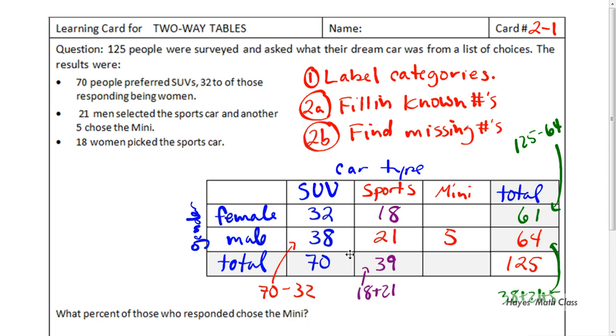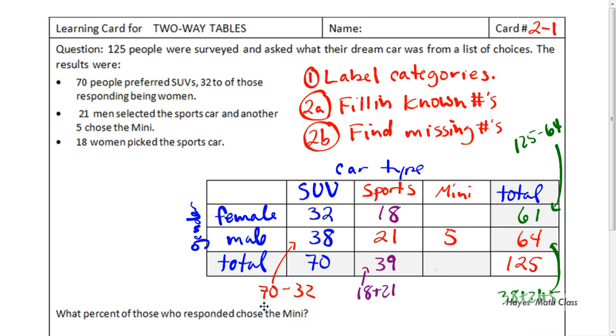Now for these last few, you can do it a bunch of different ways. You can figure out how many females like minis, because you could go 61. Let me get my magic pen out here. So for this box right here, I could go 61 minus the 32 minus the 18. That would give me that. I could also find this box here by saying 125 minus the 70 minus the 39. And if I got this information here, then I could figure out this information, or if I found this information here, I could find the bottom. It doesn't really matter which order you go in. Do what feels easiest to you.